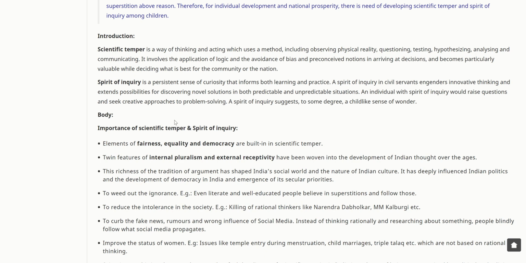Importance of scientific temper and spirit of inquiry. Elements of fairness, equality, and democracy are built into scientific temper. The twin features of internal pluralism and external receptivity have been woven into the development of Indian thought over the ages. This richness of the tradition of argument has shaped India's social world and the nature of Indian culture. It has deeply influenced Indian politics, the development of democracy in India, and the emergence of its secular priorities.